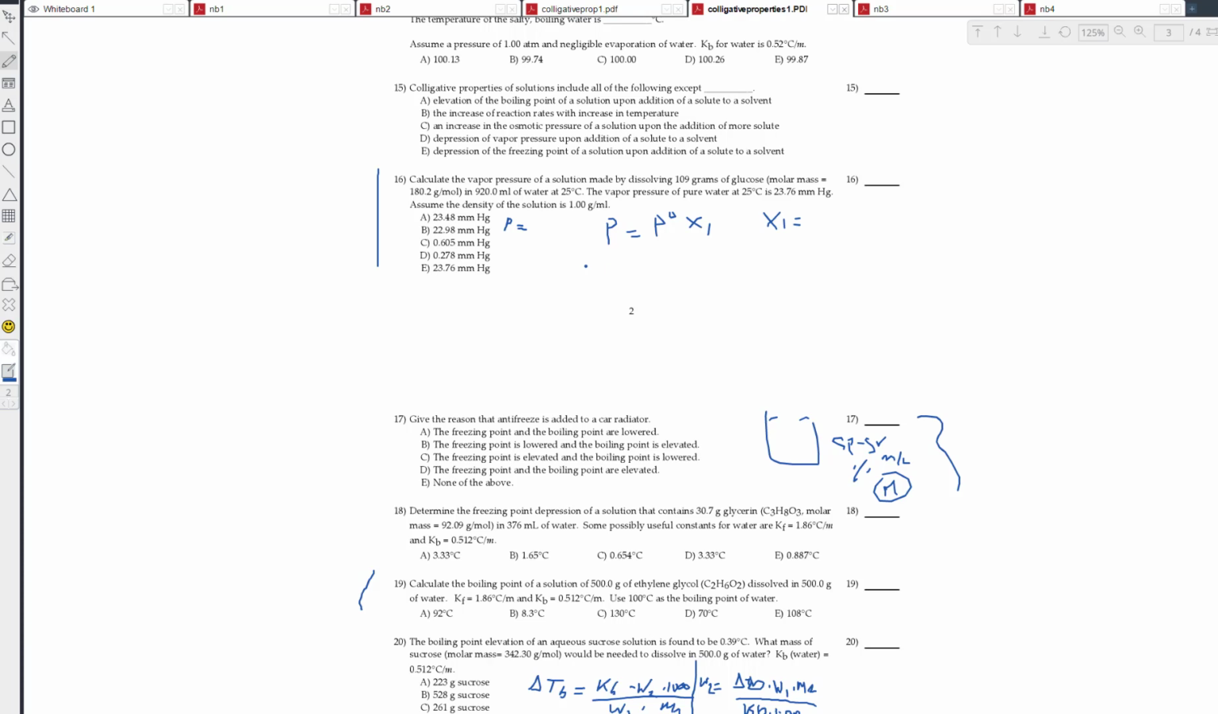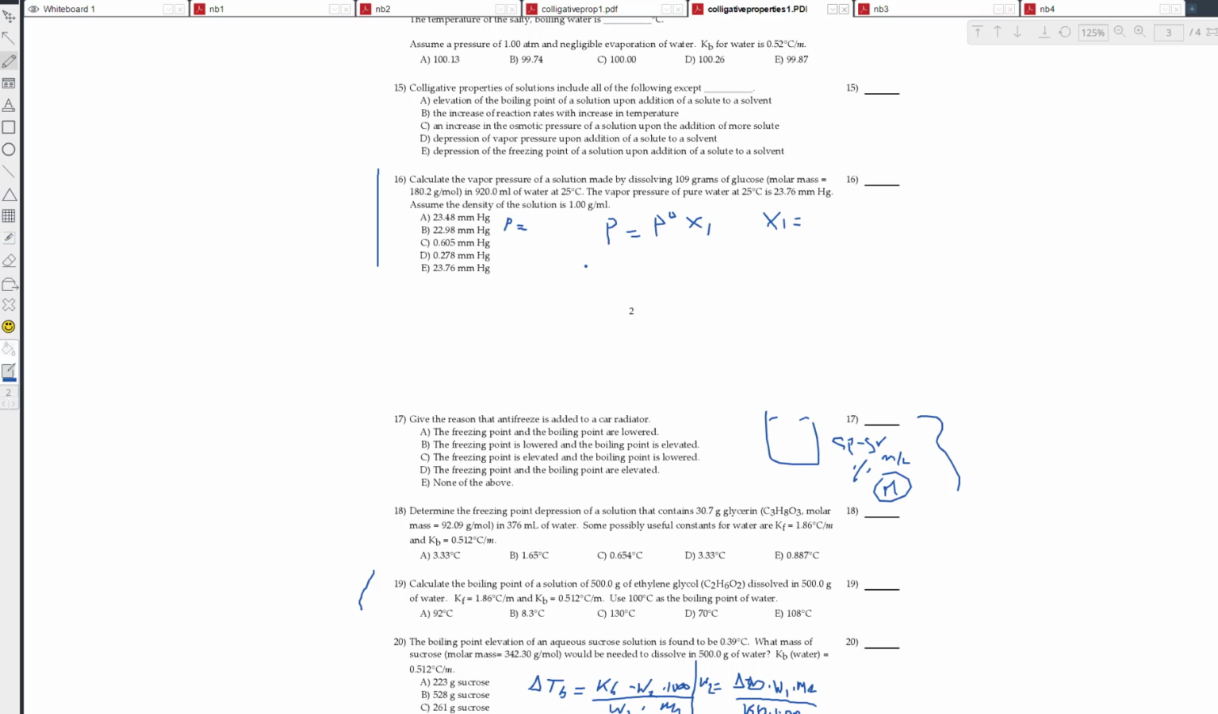Okay, so I'm gonna have to calculate. We have 109 grams of glucose with a molar mass of 180.2. So that's 109 divided by 180.2. So that's our moles. We have moles of glucose and moles of H2O, or we can just calculate moles of glucose and do 1 minus, right? Yes, that's right.